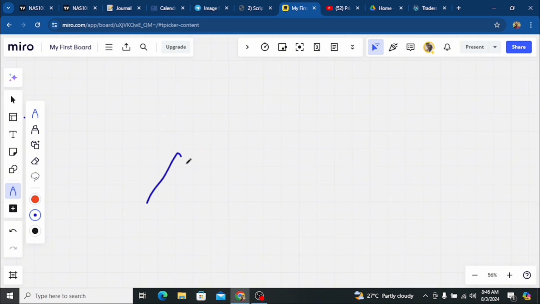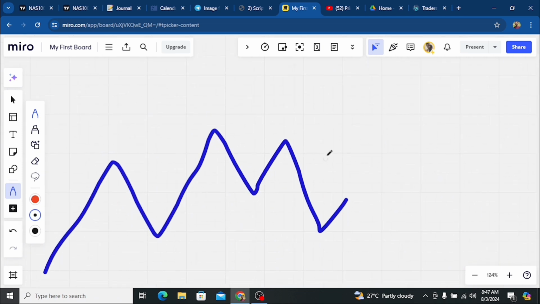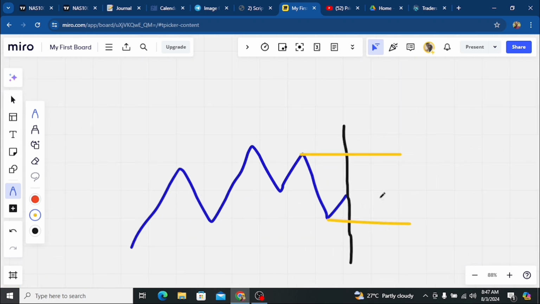So you have the market delivering, right? And then you come in at what time? At 8:30. You're basically going to be marking a vertical line on your TradingView, just like this. Come in at 8:30, and when you come in at 8:30, you're looking forward to marking out the highs and the lows prior to 8:30.